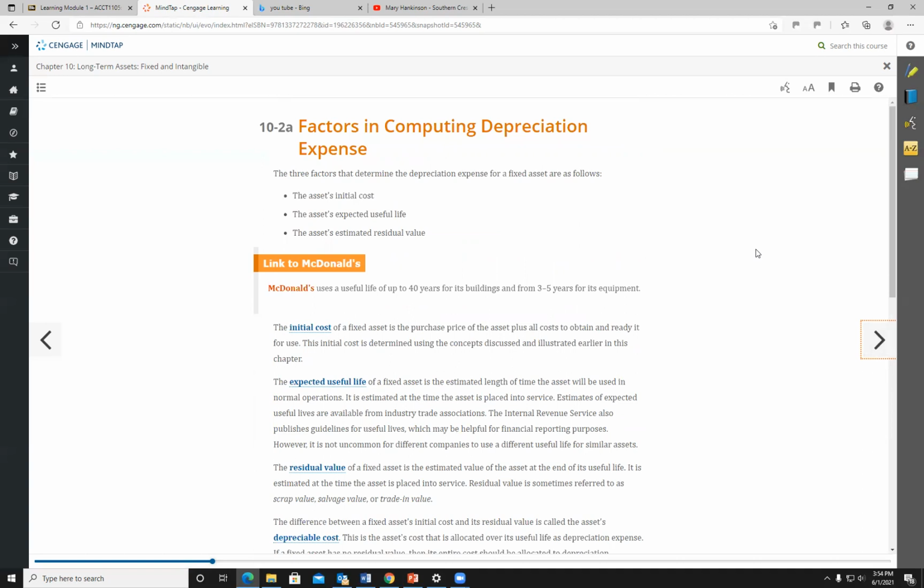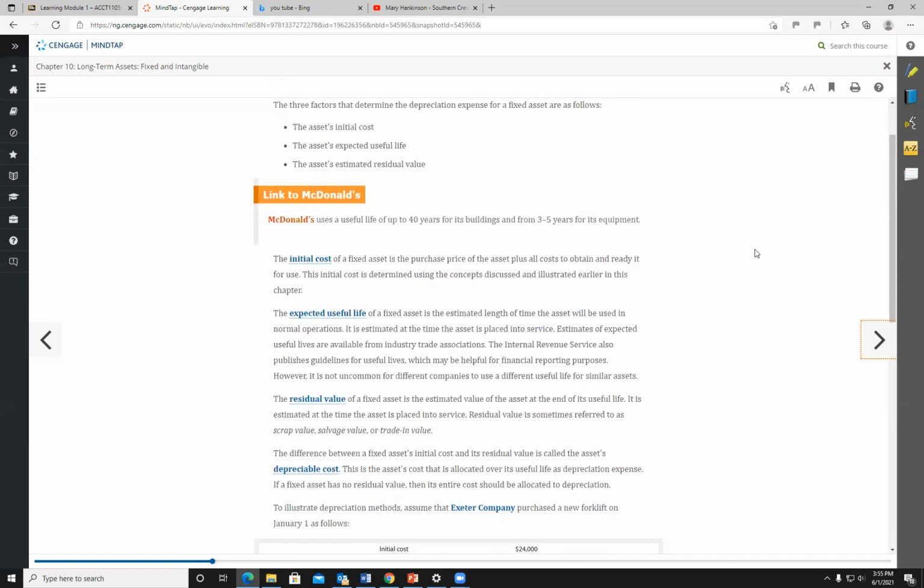So, factors in computing depreciation expense. There are three factors that determine the depreciation expense for a fixed asset: the asset's initial cost, the asset's expected useful life, and the asset's estimated residual value. Okay, so the initial cost of an asset is the purchase price of the asset plus all the costs to obtain and ready it for use.